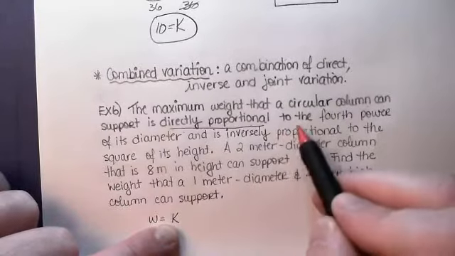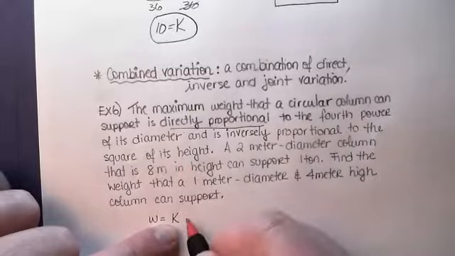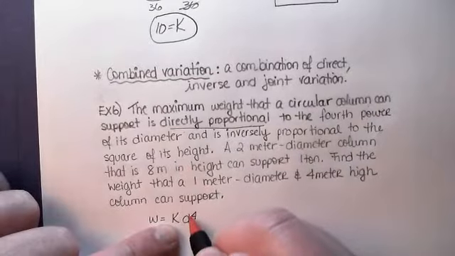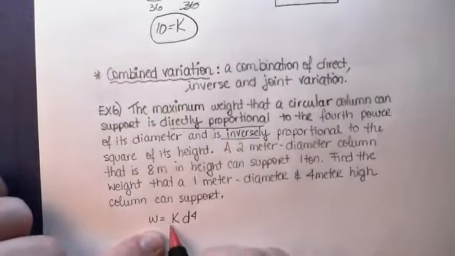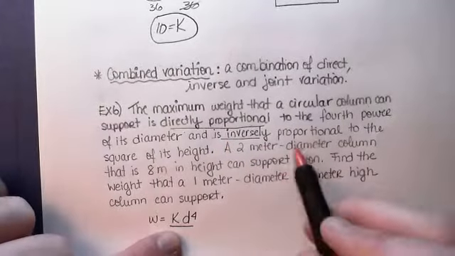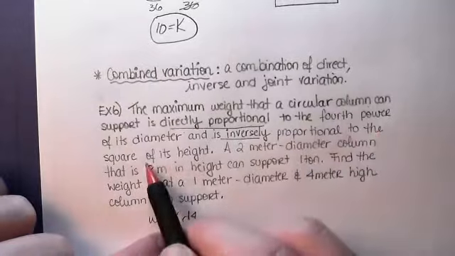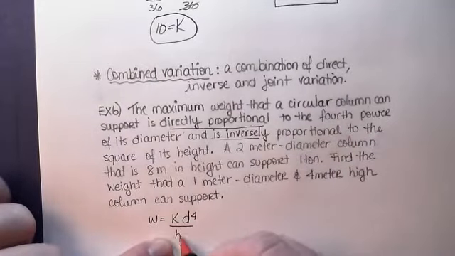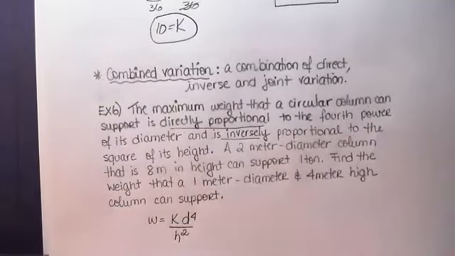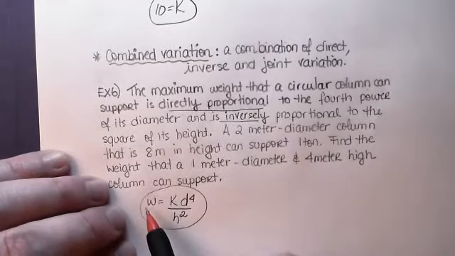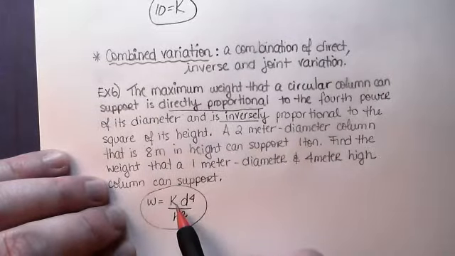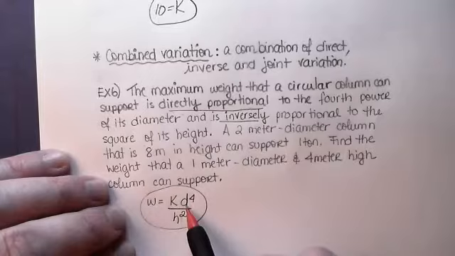So what is the quantity? The fourth power of its diameter, so it'd be d to the fourth, and is inversely proportional. Inversely proportional means it's going to be on the bottom. And what is the quantity? Inversely proportional to the square of its height. So that means the height will be raised to the square, and it's going to be on the bottom. So basically we're talking about this relationship: the weight equals a constant times the diameter to the fourth over the height squared.